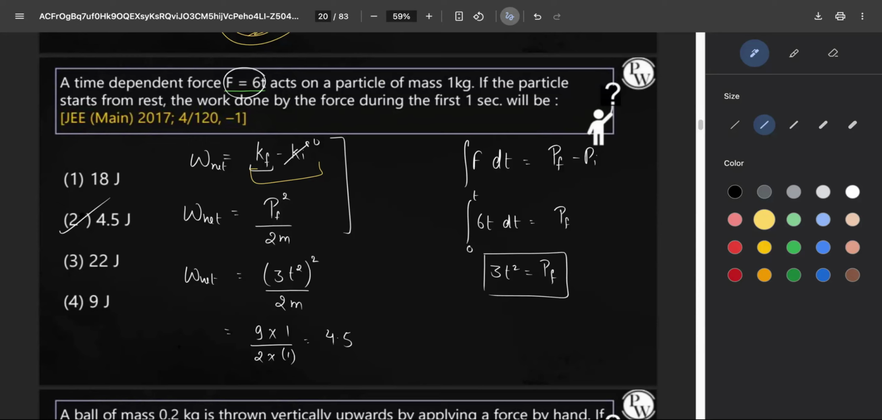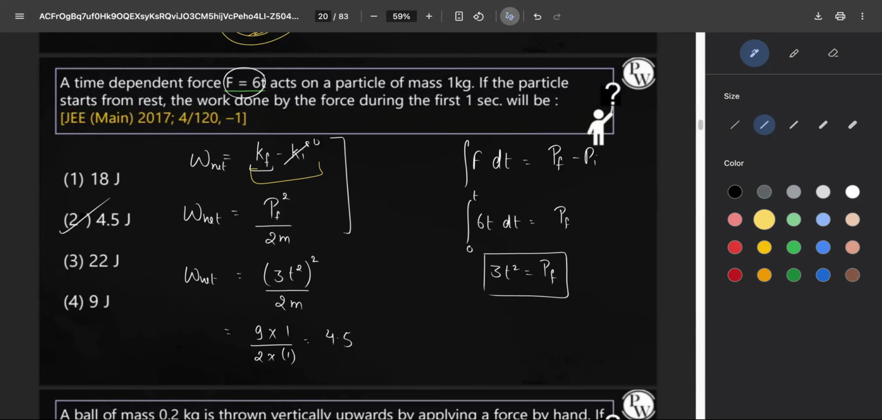What are they showing over here? Have they given us the direction? I think no. Anything else? In the first problem, force is given, mass is given, displacement is given. In first 1 second, they are saying.